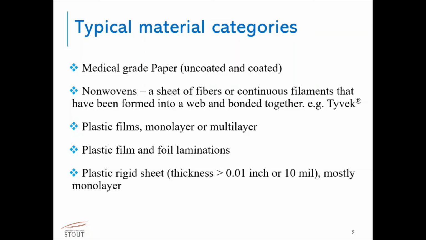Really the difference between film and sheet is the thickness, right? When the thickness is larger than 0.01 inches or 10 mils, we call it a sheet. And generally we use that rigid sheet for thermoformed trays. Later on we'll talk about that. And in most medical device applications, rigid sheets are used as single-layer plastics.